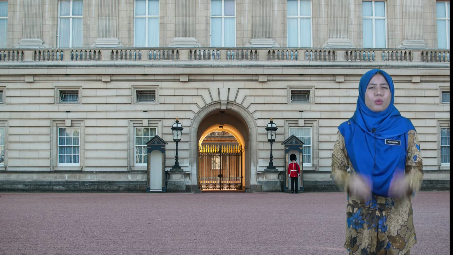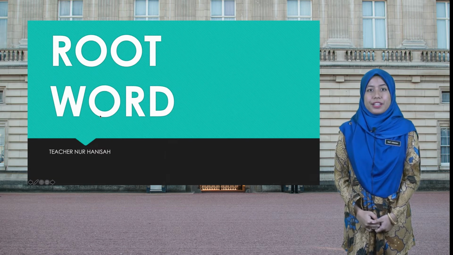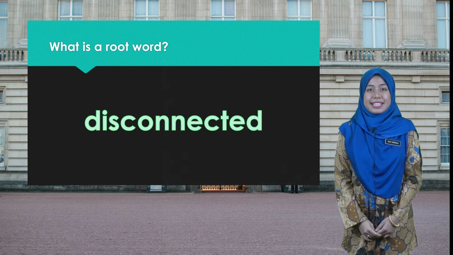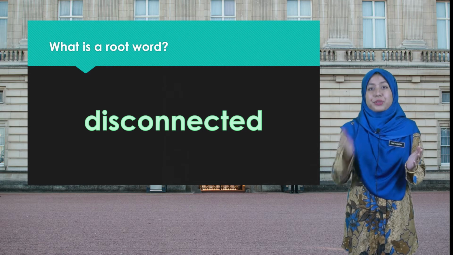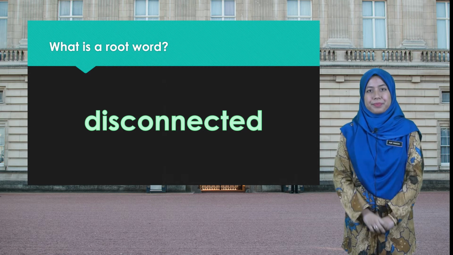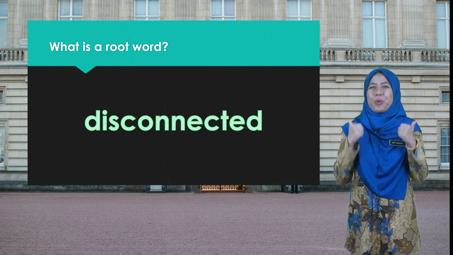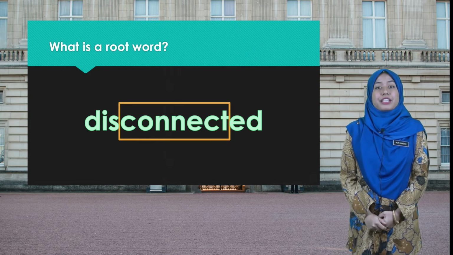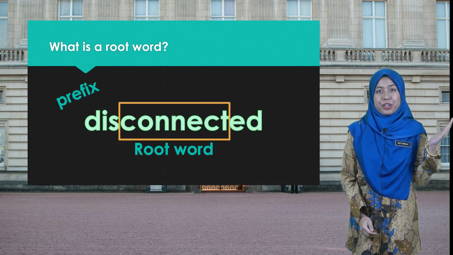Do you know what is root word? Let's take a look at this word on the screen. The word is disconnected. This word can be separated into 3 sections. Can you guess which one is the root word? Yes, well done. The word connect is the root word. The first part is called prefix and the end part is called suffix.